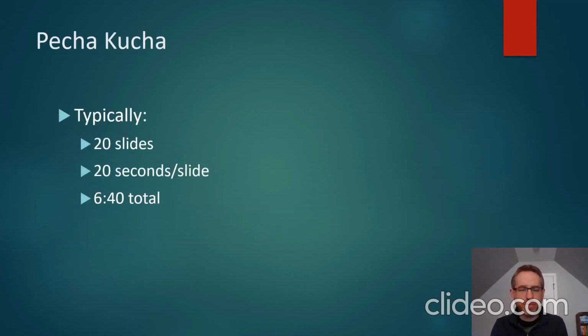So what is a Pachachka? What does it look like? Well, it's usually 20 slides in PowerPoint or Google Slides. Each slide is automatically up for 20 seconds, and then it advances. Okay, I should be able to hold my hands here, and you would be able to see a Pachachka advance.